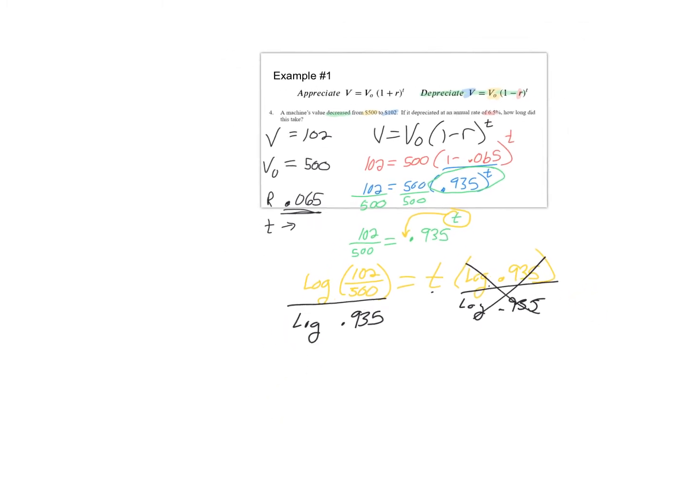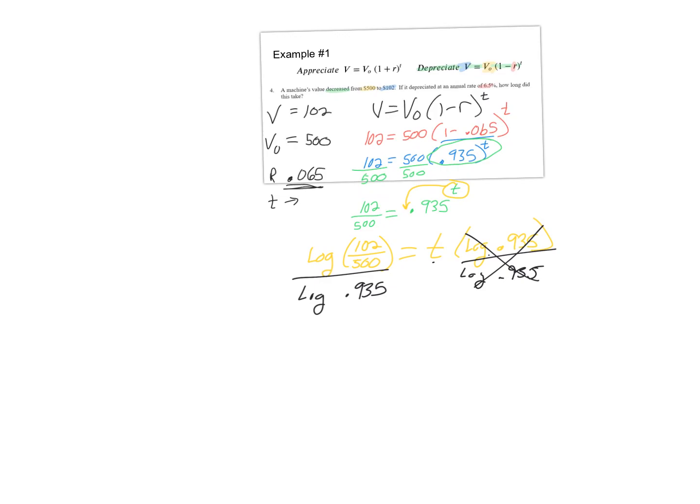And now here's where the calculator is going to come in. Now be very careful where you're typing this in. Now with a graphing calculator or most scientific calculators, you can hit the log button. Then I would open a parenthesis, do 102 divided by 500, and then hit equals.